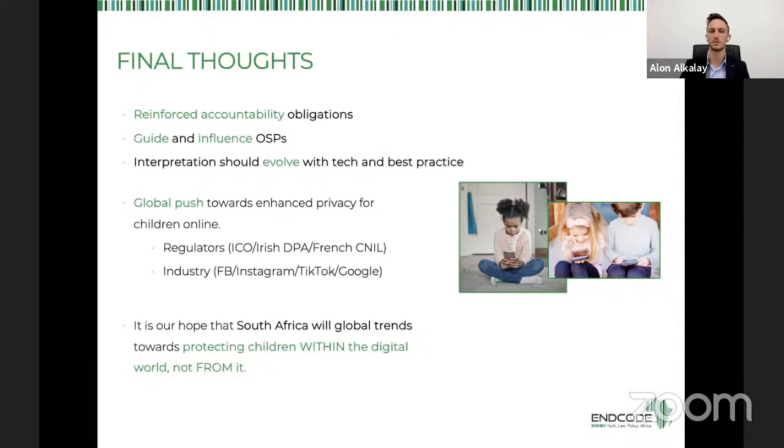Also, echoing what Dr. Porcala mentioned, it's already too late. We are here and we are not going back. Children are going to be born into the digital world, and we have no option as different stakeholders in society, including parents, but to move forward to protecting them within it and not from it.